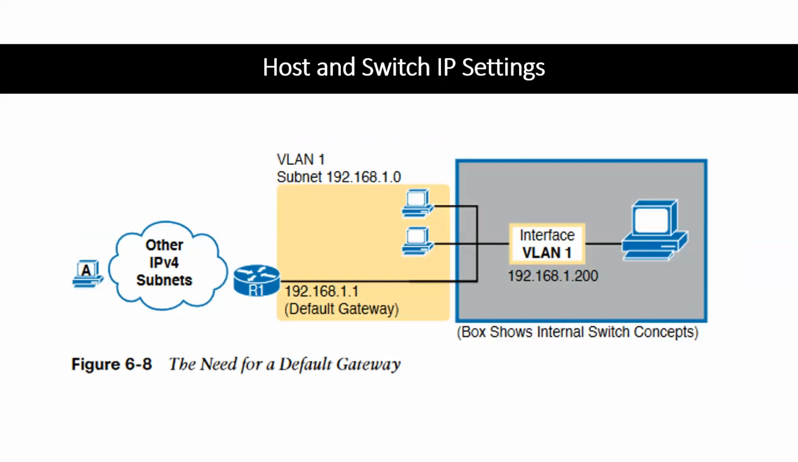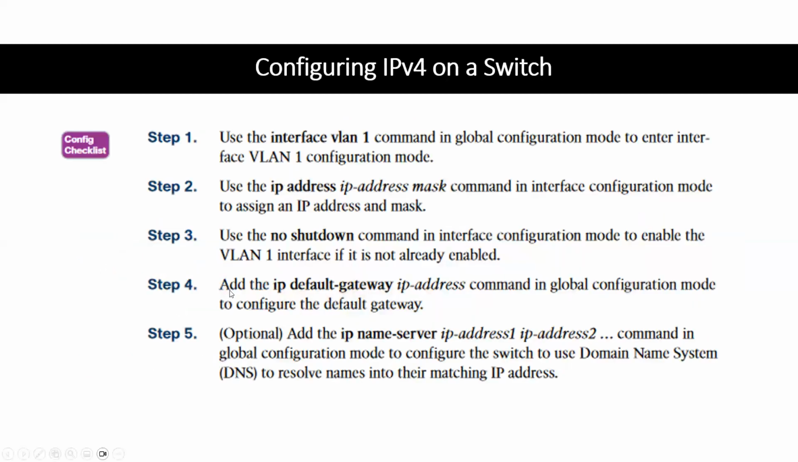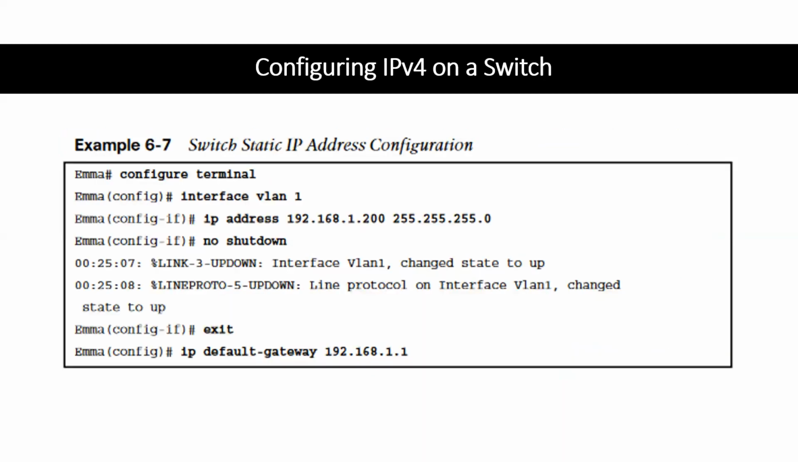All right, so let's keep going. I'm not going to read off here, I'm going to save this for Lab Fun Day for this section. But just know, as always, the CCNA book is going to give you a configuration checklist for different topics. This one is for configuring IPv4 on a switch. We create our VLAN interface, give it an IP address, and do a no shutdown, because we need to enable the interface.